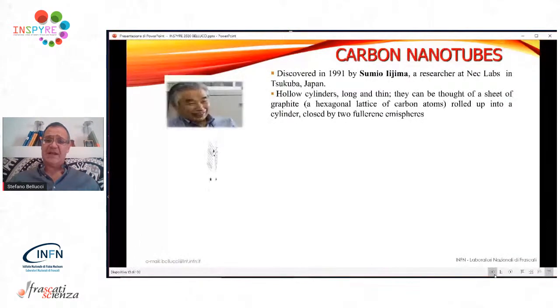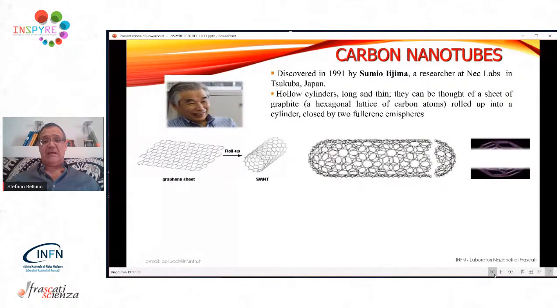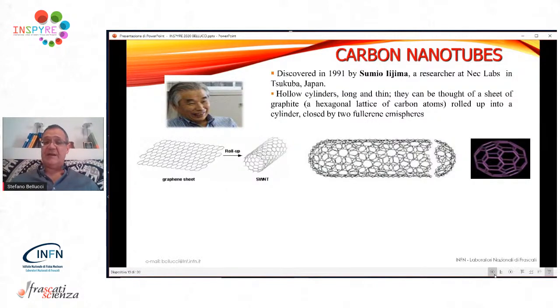What is a carbon nanotube? Let's start from that, because historically, in the end of the 90s, I started working with carbon nanotubes, first at the theoretical level, then in 2000, starting setting up my laboratory to produce them and use them. They were quite new at the time. They were discovered in the early 90s by Sumio Iijima in Tsukuba in Japan. They're hollow cylinders, long and thin.